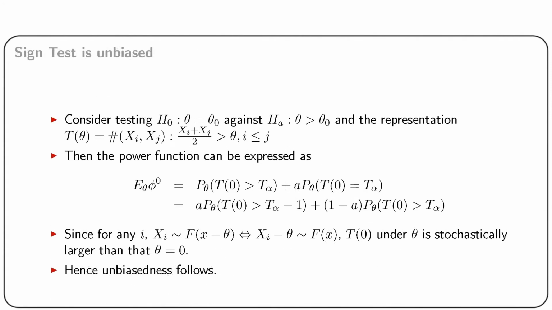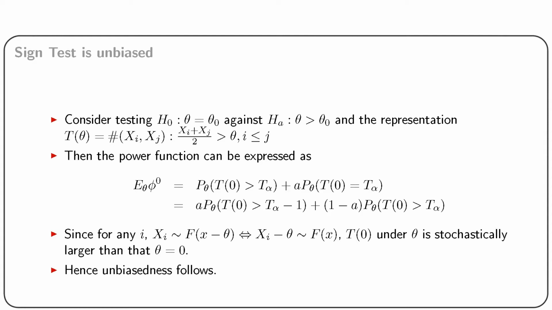Now, we shall show that the signed rank test is unbiased. Consider testing theta equal to 0 against the alternative theta greater than 0 and the representation T theta equal to the number of (xi, xj) such that (xi plus xj) by 2 is greater than theta for i less than or equal to j.